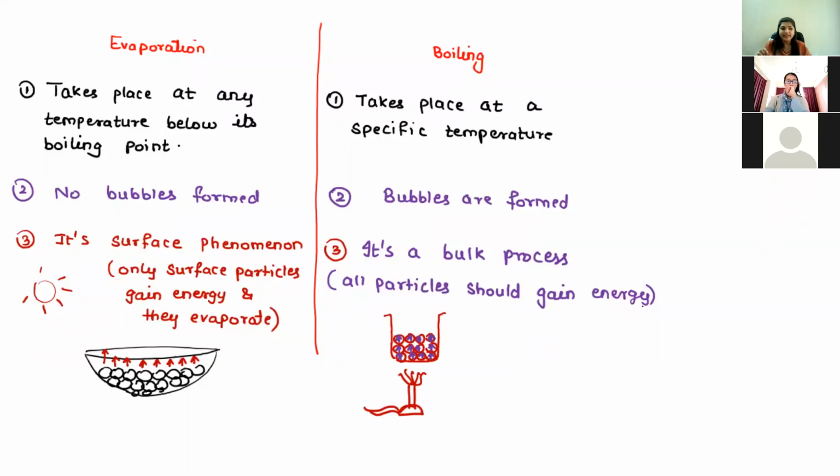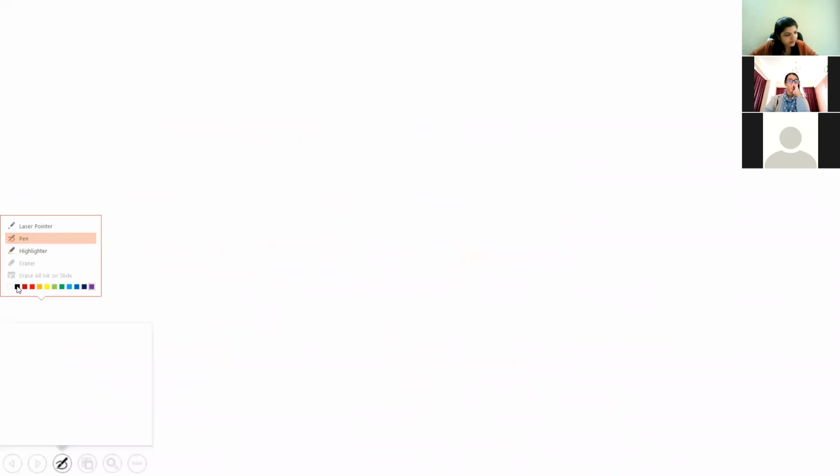So is everybody clear why evaporation is a fast process and boiling is a slow process? Is this clear? Please take a screenshot of this. No need to write, just take a screenshot of evaporation and boiling.